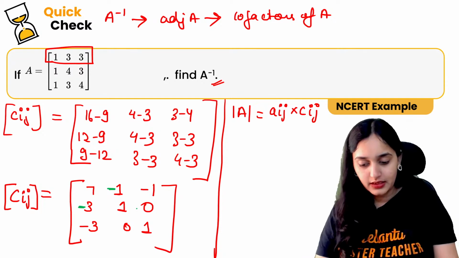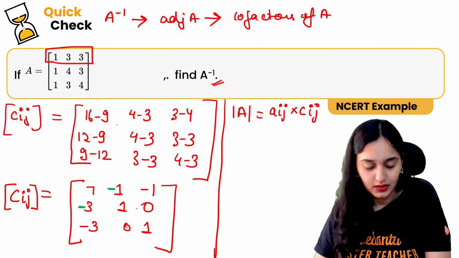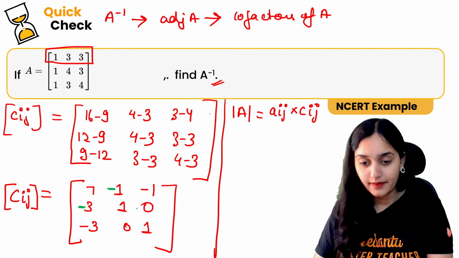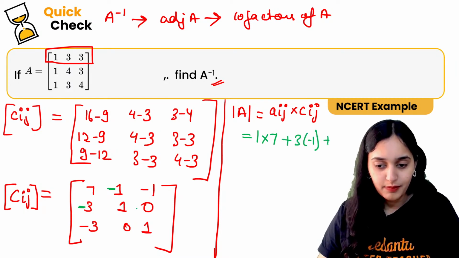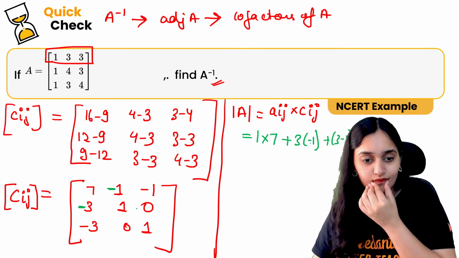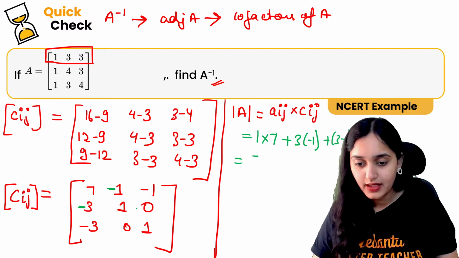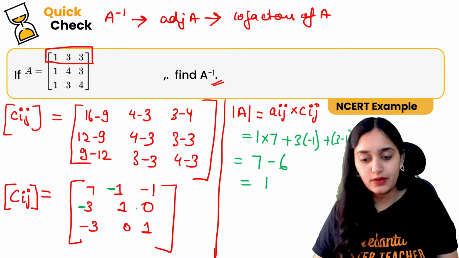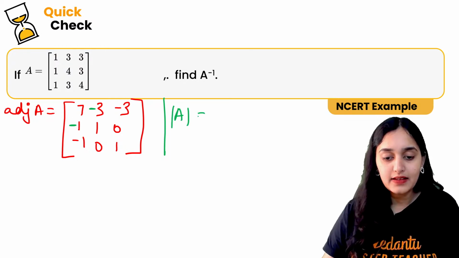Now let's correct it in the adjoint also. This will be minus 1 and this will be minus 3. Now we need to find this. So it will be 1 into 7 plus 3 into minus 1 plus 3 into minus 1. So we have 7 minus 6 is equal to 1. So the determinant is coming 1. Okay, determinant of A is coming 1.